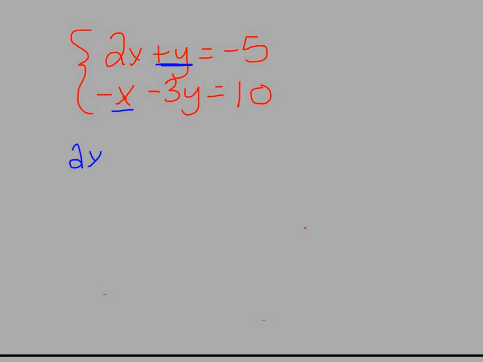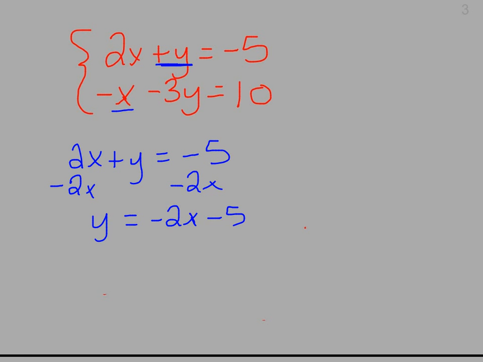So if I bring this equation down, I can now move the 2x over to this side. I'm going to go ahead and put that negative 2x in front of the negative 5. It doesn't matter either way on these because you don't have to have it in slope-intercept form. We're just trying to solve for y. So now I know what y equals.